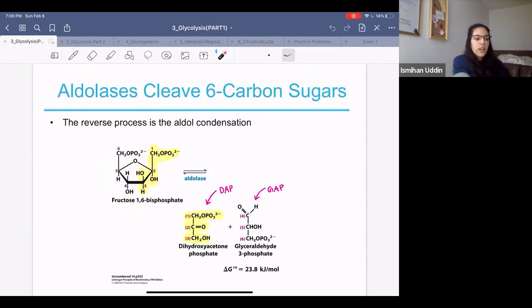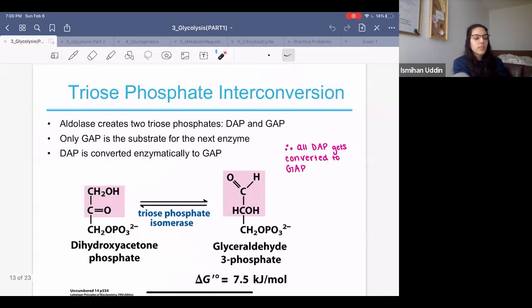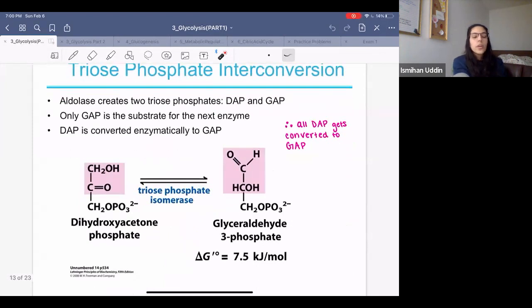So the bisphosphate now had children. Yes, we have baby little GAP and DAP, brother and sister. Now, we do not want DAP. DAP is a bad child, and we want to convert him into GAP. So we use triose phosphate isomerase, which converts all of the DAP to GAP. Through an enzymatic process, all of the DAP becomes GAP.